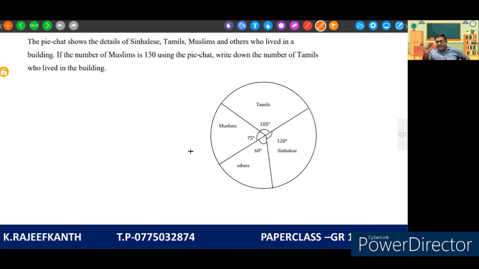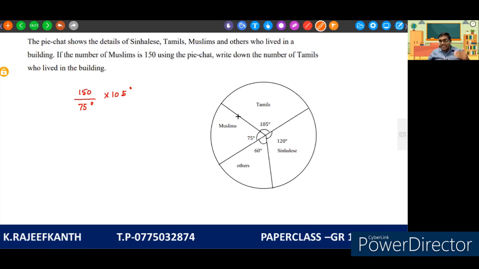And also they have given data: the number of Muslims is 150. Here they are represented by 75 degrees. So we represent the number of Muslims by 75 degrees. Then 75 degrees is equal to 150? No, because we are representing the number of Muslims, which is 150, by 75 degrees. So we have to find for 105 degrees, because here we are representing the number of Tamils as 105 degrees.